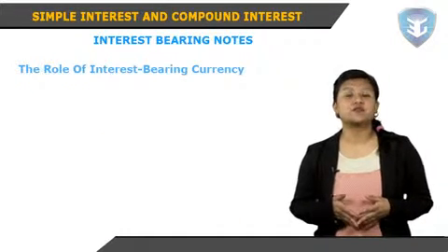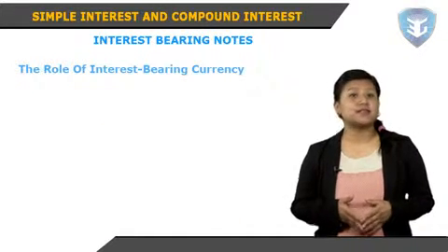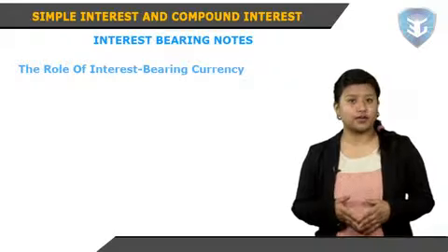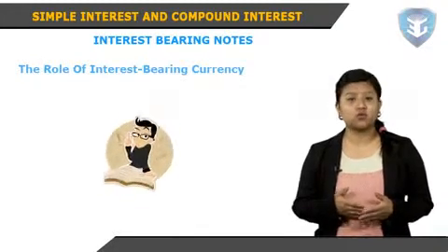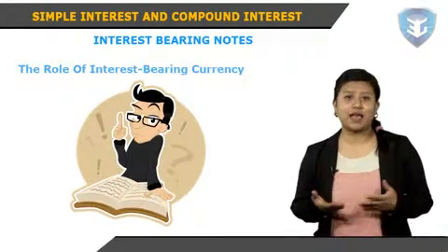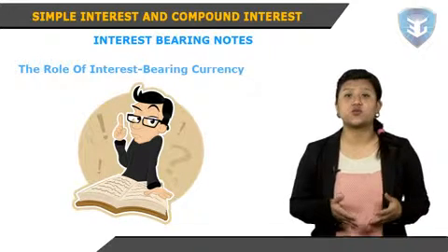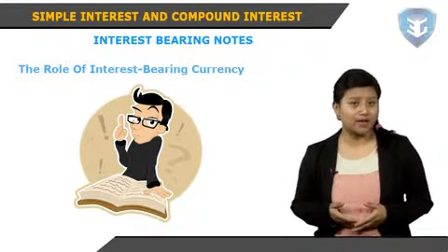The role of interest-bearing currency. The expediency of issuing notes of two kinds, one of a small denomination without interest, say 10s and 5s, and denominations of 20s and upwards at 8% per annum.